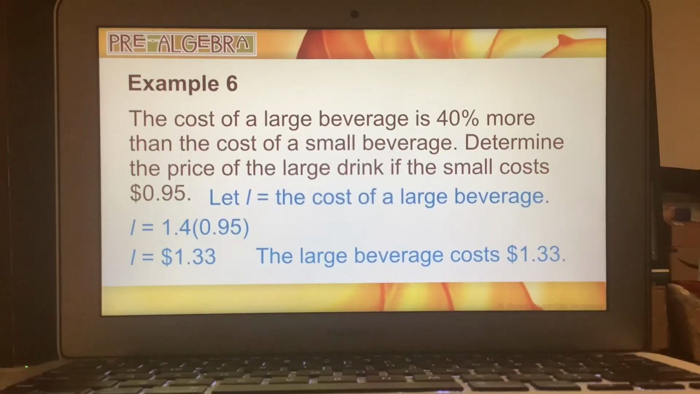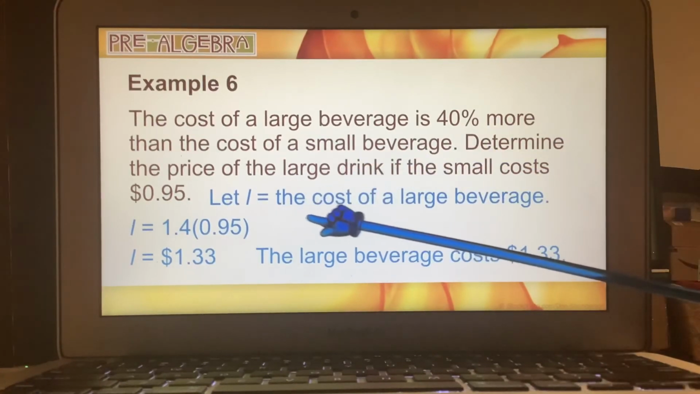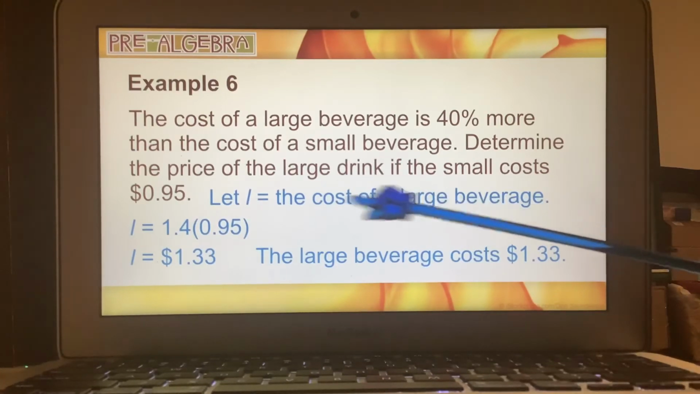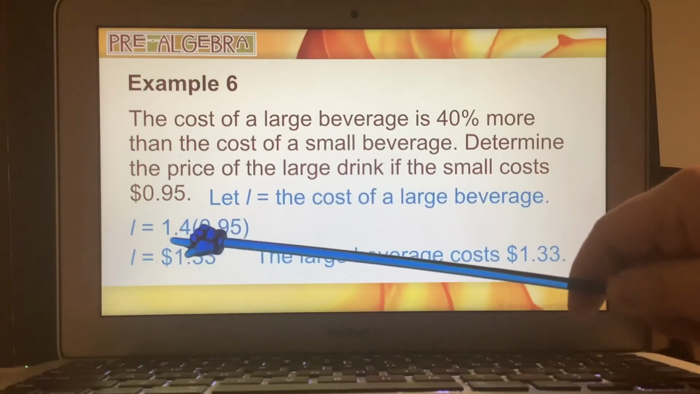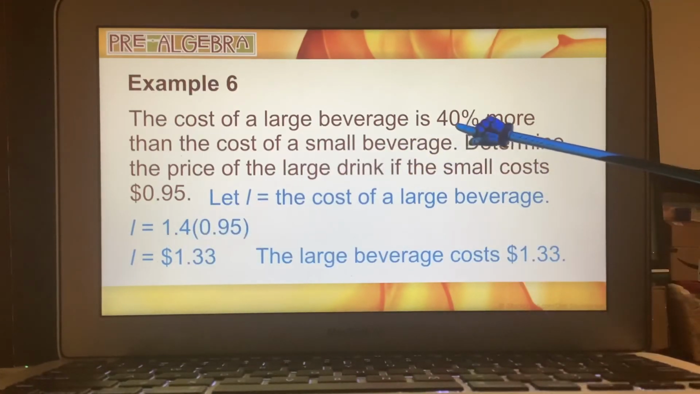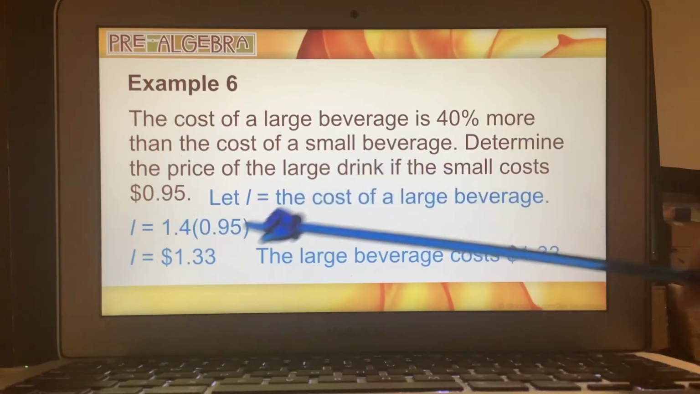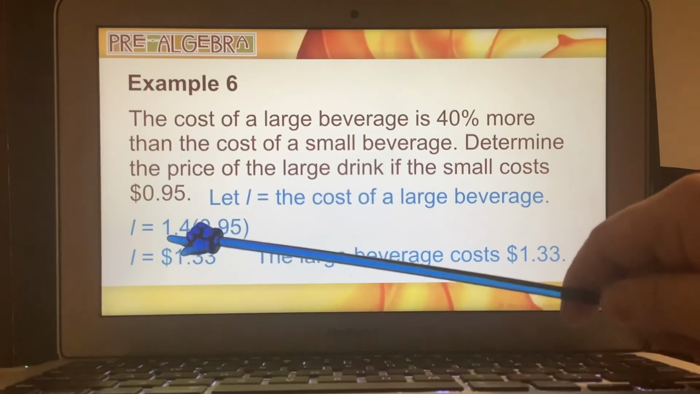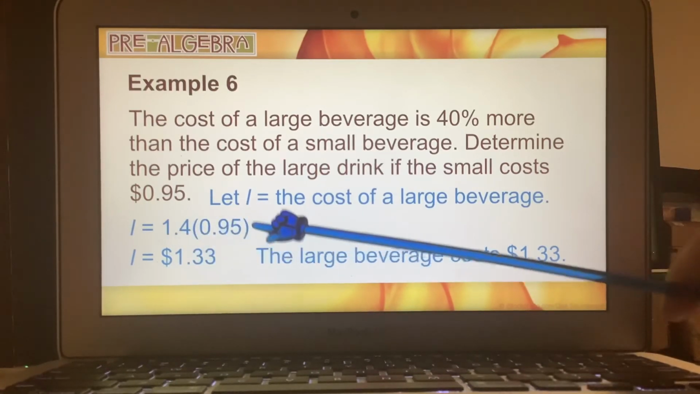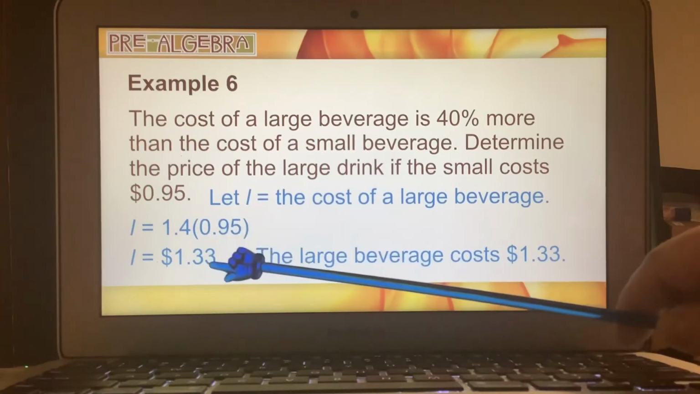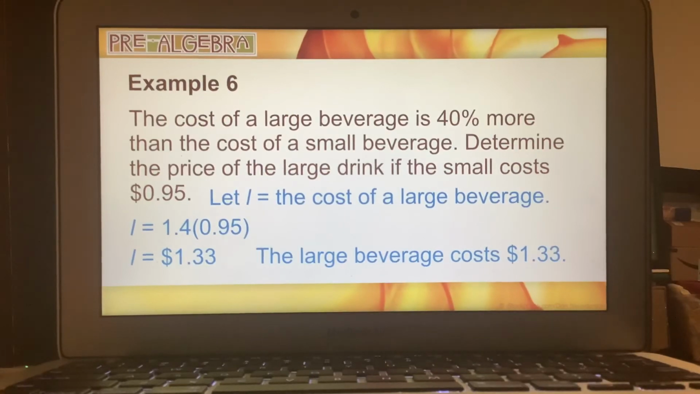Now, just to recap here, okay? The cost of the large beverage is what we need to find. The large beverage is 100% plus 40% because it's 40% more than the cost of the small beverage. So 1.4, that's 140%, or 1.4 times the cost of the small drink, 0.95, and then that gives us $1.33 for the large beverage.